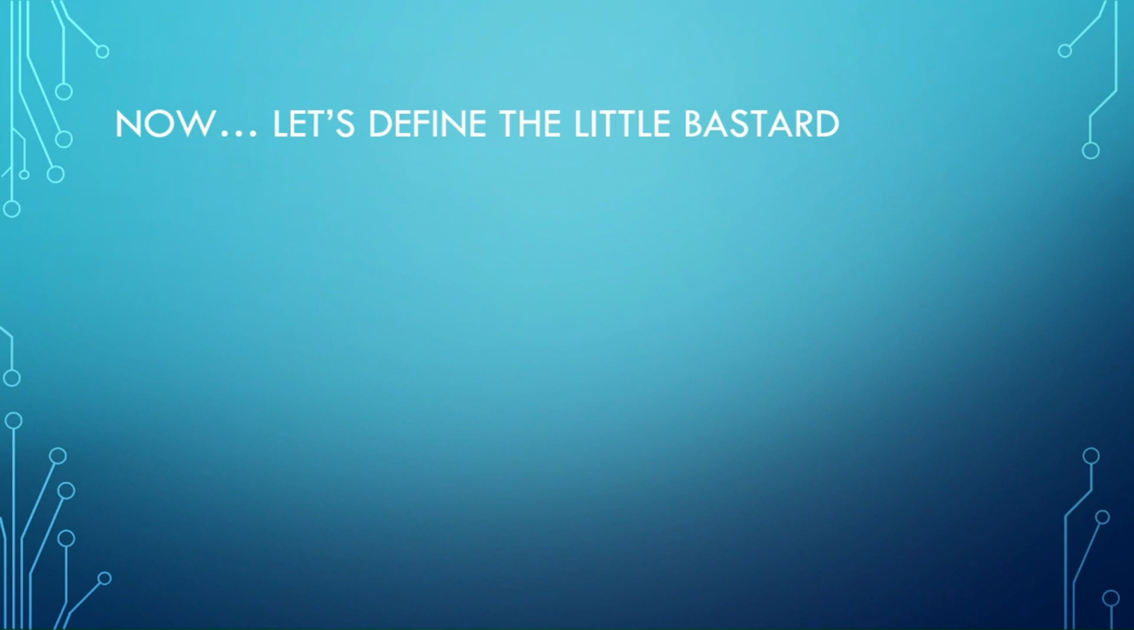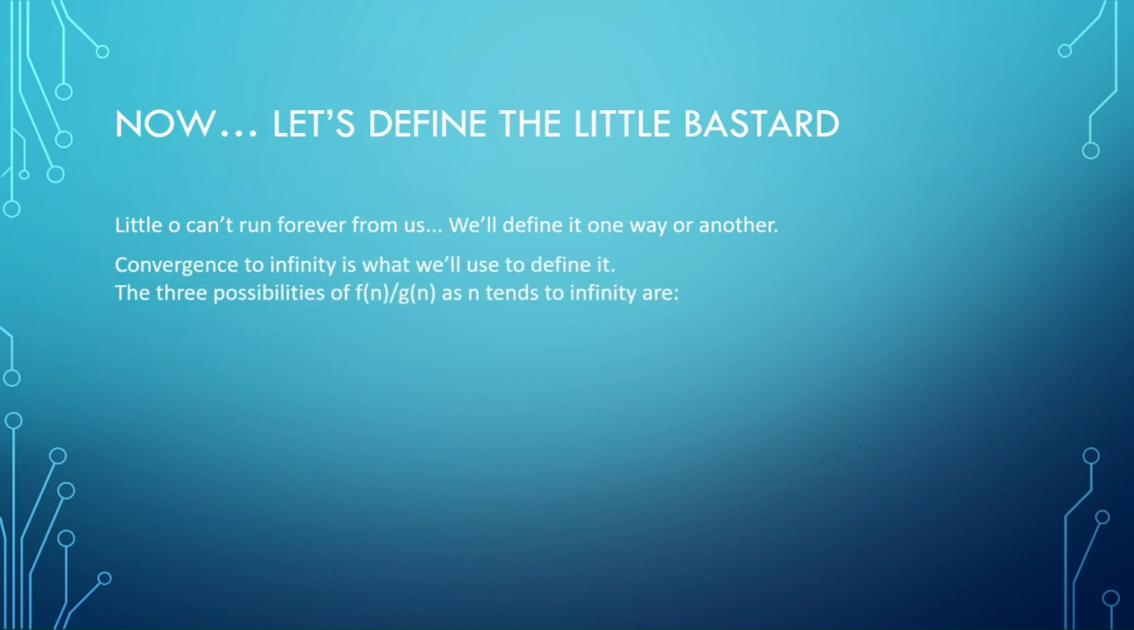So now, we can define little o using predicates. Of course, it's already been defined in the chat, but I'm going to do it here anyway. Let's define little o. Convergence to infinity is what we'll use to define it. So, 3 possibilities. If anyone was concentrating on the previous slide, do you want to quickly post what they are in the chat, or should I just reveal them here?